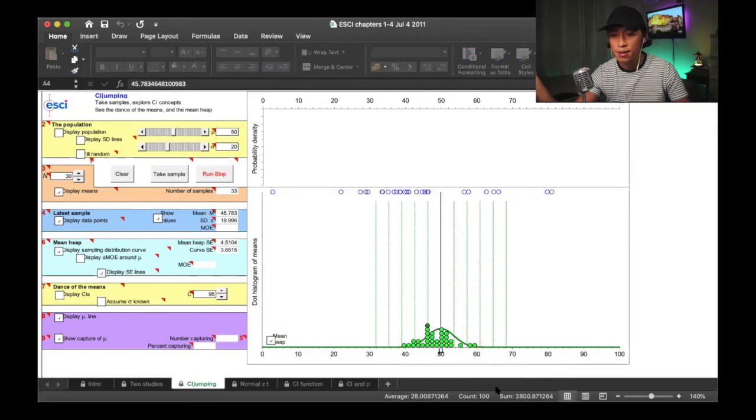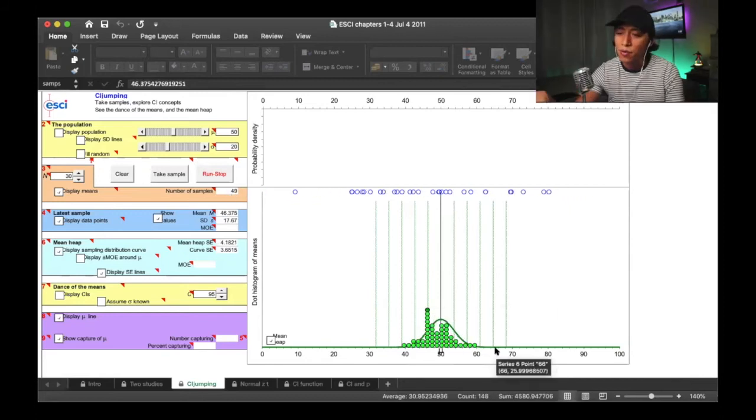The sampling is a bit slow. How many samples have we taken? 37. You can look here at the count: 41, 42nd sample, 43rd, 44th, 45th. Okay. So if we wait long enough, okay, let's wait about 1 minute.